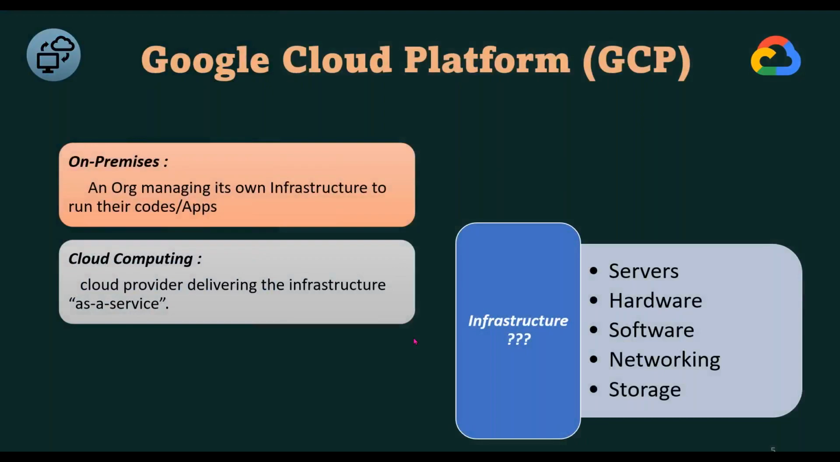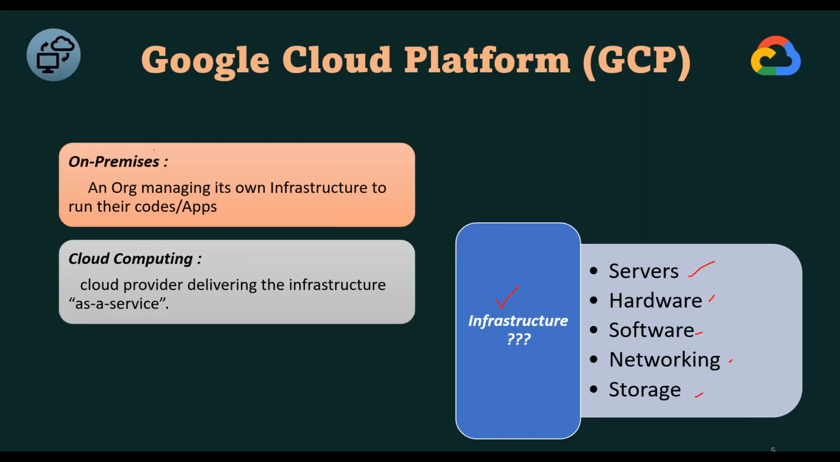The on-premises model is an organization managing its own infrastructure to run its code and applications. That is nothing but on-premises. We saw this like 10 years before. Most of the companies nowadays use cloud computing services and follow a cloud computing model. But 10 years before, all of those companies were on-premises companies. That means they were managing their own infrastructure. What is meant by infrastructure, sir? Look here: servers, hardware, software, networking, or storage.